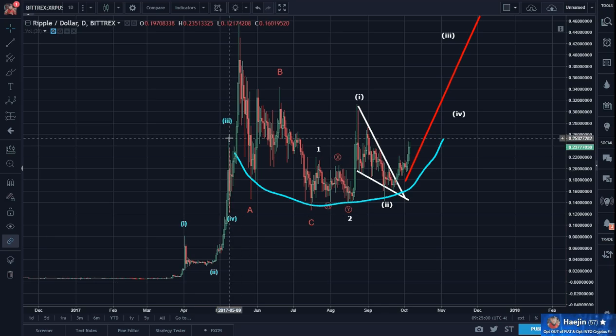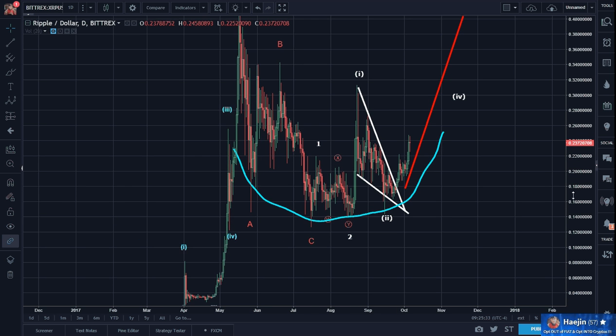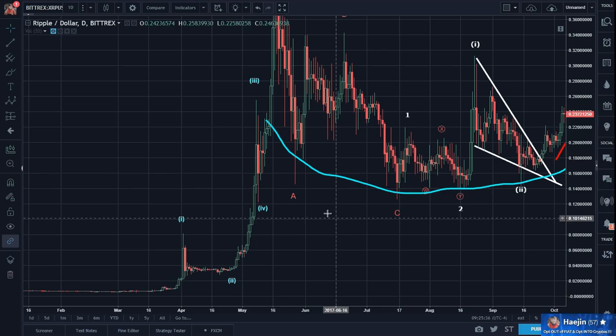Wave 3 cannot be the shortest, but wave 3 also must have 5 subwaves. You can see here 1, 2, 3, 4, 5. You can tell wave 3 is not the shortest because 1 is shorter than 3, 2 is definitely so much shorter than 3, so check on that. Wave 4, similar to wave 2, is a 3-wave retrace. So here wave 2 was a complicated correction, so the wave 4 will be a lot simpler and quicker.